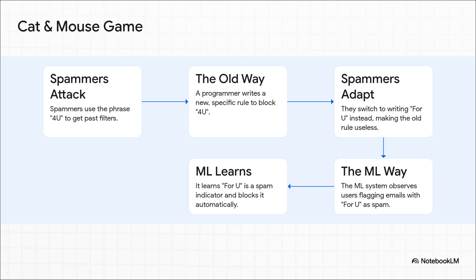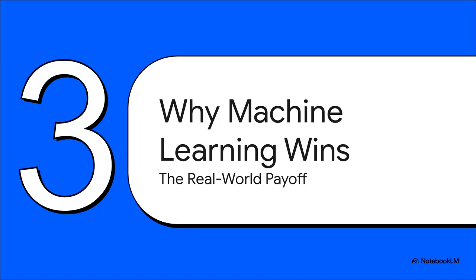Now, the machine learning way. The system just watches. It sees a bunch of us humans suddenly marking emails with "f-o-r y-o-u" as spam. And from that experience, without any human getting involved, it learns. It figures out, oh, "f-o-r y-o-u" is the new spam signal, and it just starts blocking it automatically. So yeah, that's how it wins the spam game. But this amazing ability to learn and adapt, that's the real payoff. It's why machine learning is changing, well, pretty much everything.